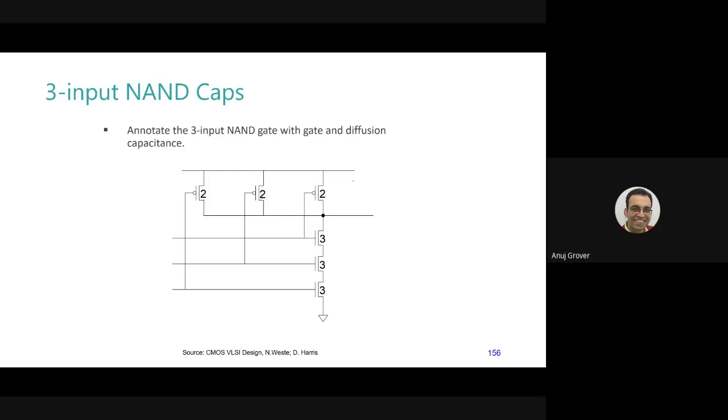By using this simple RC model, we can arrive at a very simplistic way to size gates. Are you with me? So you can now size your gates appropriately.